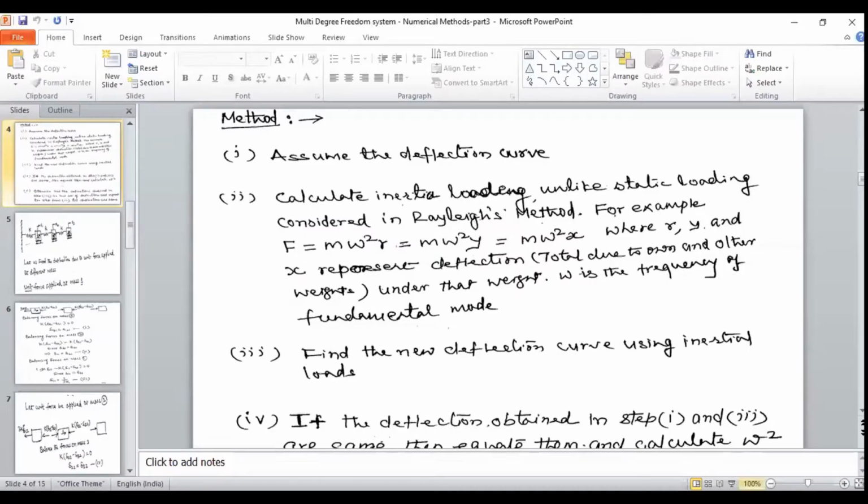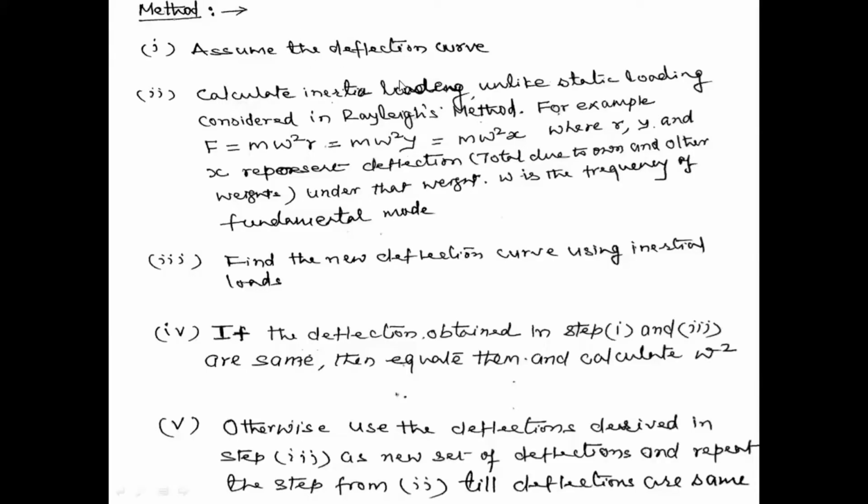Similarly, the deflection here I assume to be x2, and the deflection here I assume to be x1. Then I have to start the problem by assuming the values of x1, x2 and x3, taking the initial start values as very simple values, 1, 1, 1, for all the 3 deflections. So the first step in this method is to start by assuming some deflection curve, some assumed value of deflection under different masses.